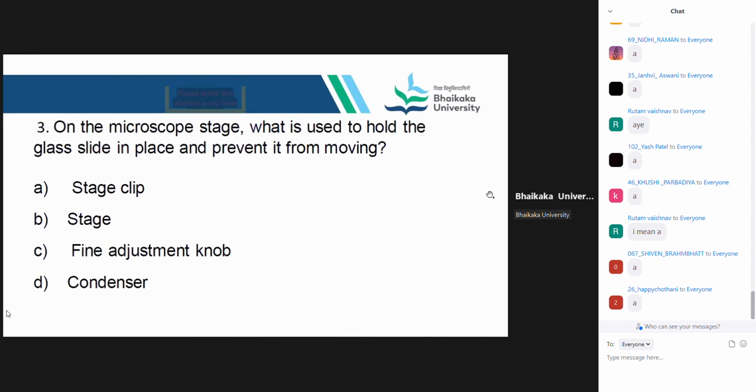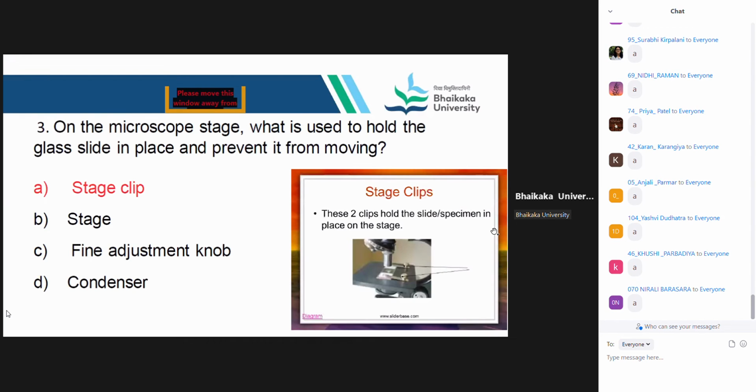Now the third question is, on the microscope stage, what is used to hold the glass slide in place and prevent it from moving? What is the answer? Yes, the stage clips, which will hold the slide or the specimen in place on the stage.